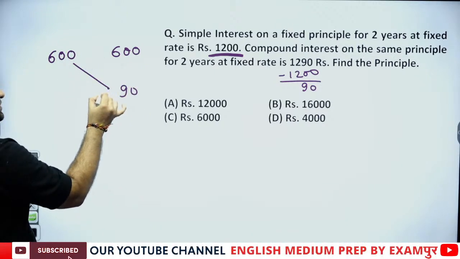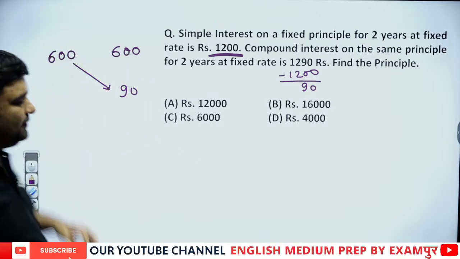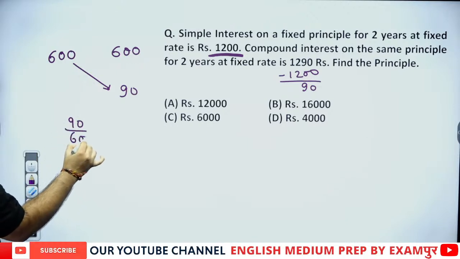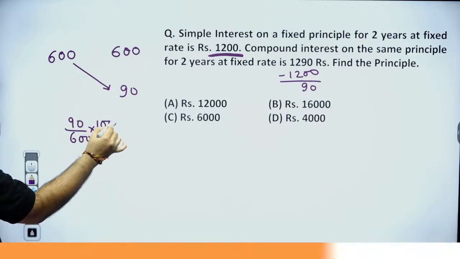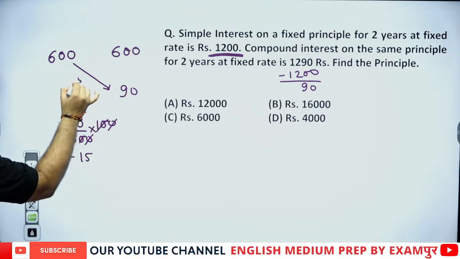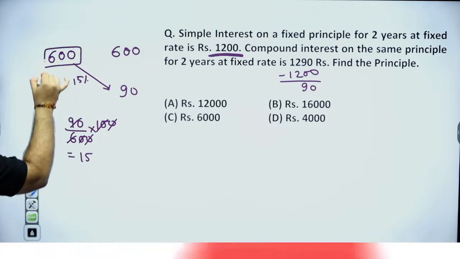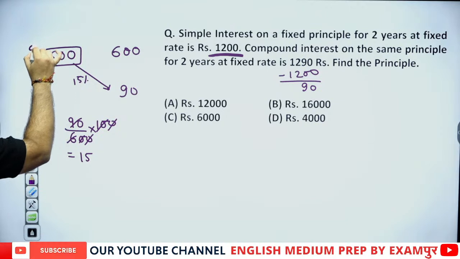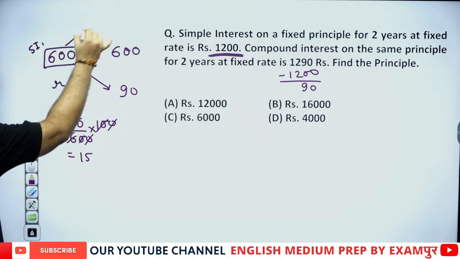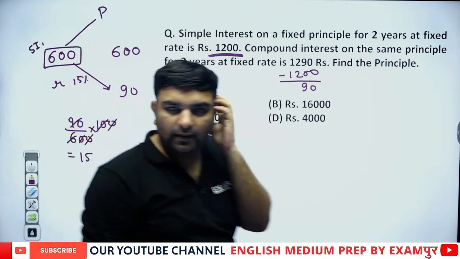What is the rate? Rate is 90 over 600 into 100, which is 15%. This is the SI of 1 year. SI of 1 year is known, rate is known, so we can find out the principal directly.